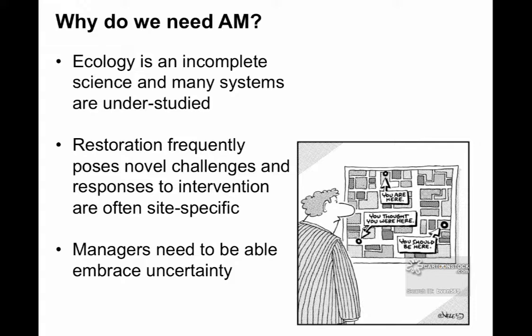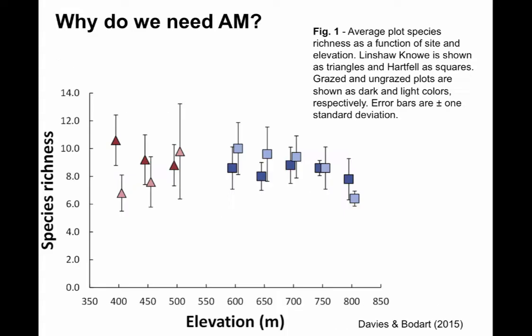Finally, as a restoration professional or resource manager, you are going to need to also embrace uncertainty. You will never have all the information you need to make the decision that you need to. And an AM approach provides you with a system so that you can be more comfortable about not always knowing the consequences of how a restoration treatment or management action is going to influence the ecosystem.